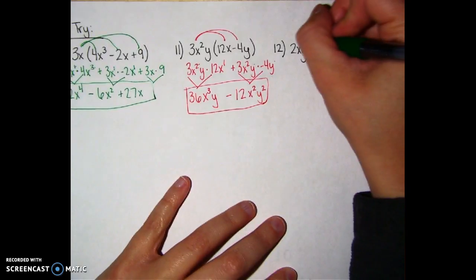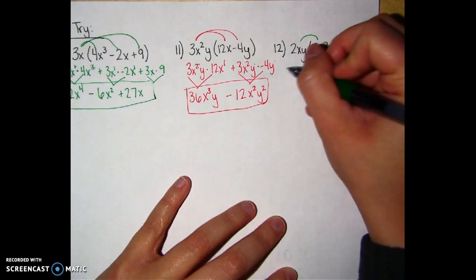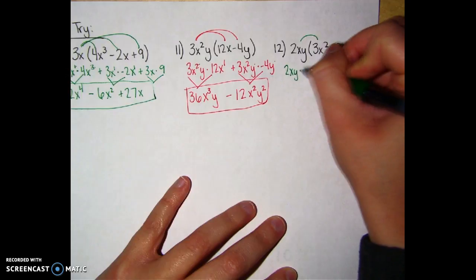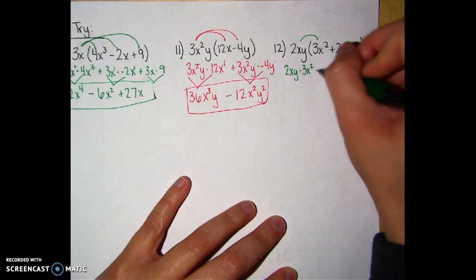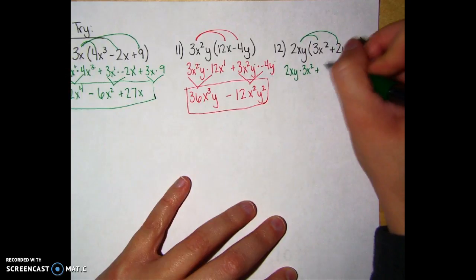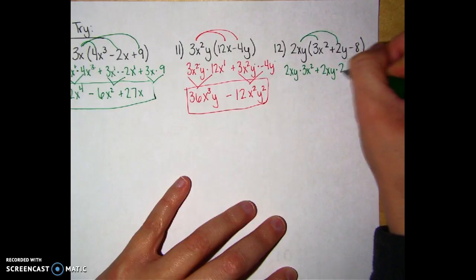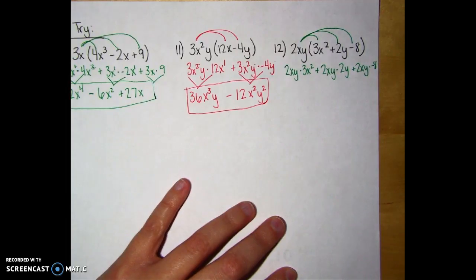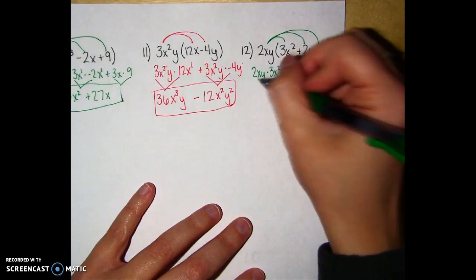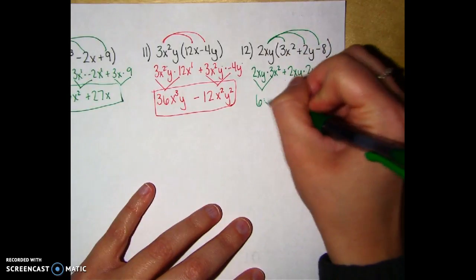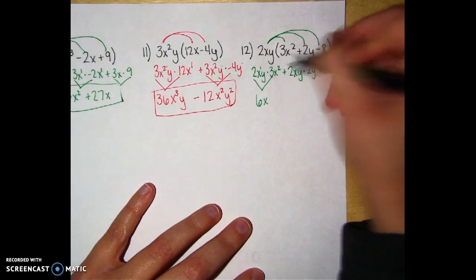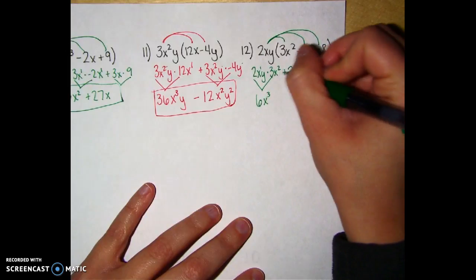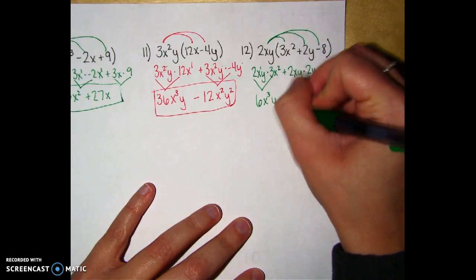Okay, last one. Then you get to do your homework. So this is going to be 2xy times 3x squared plus 2xy times 2y plus 2xy times negative 8. 2 times 3 is 6. And for the x's, this is a 1 plus 2 is 3. This does not have a y over here, so the y comes straight down.